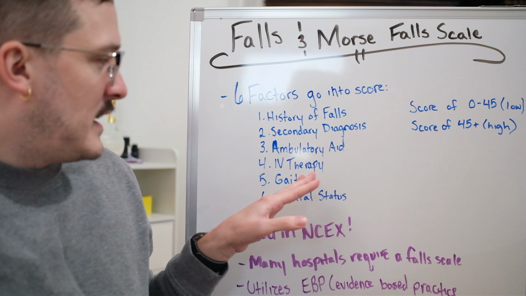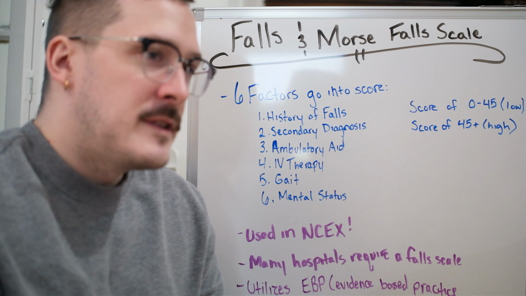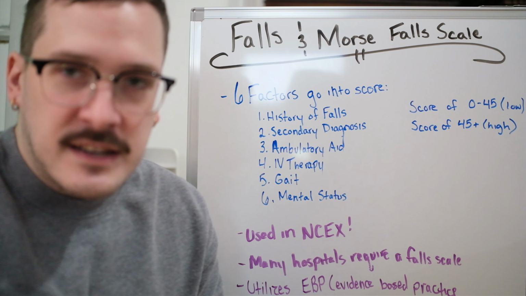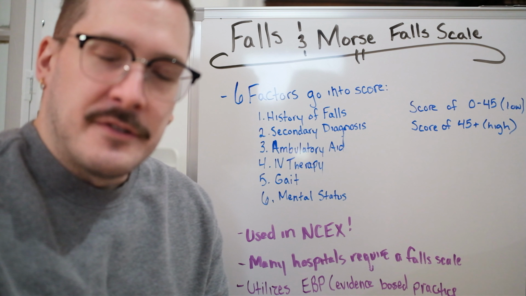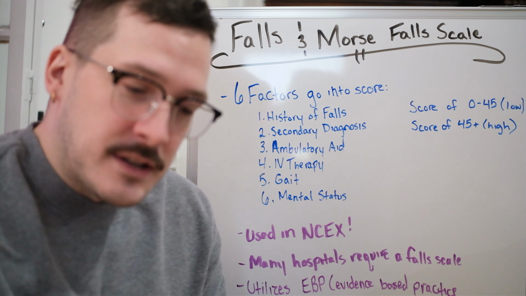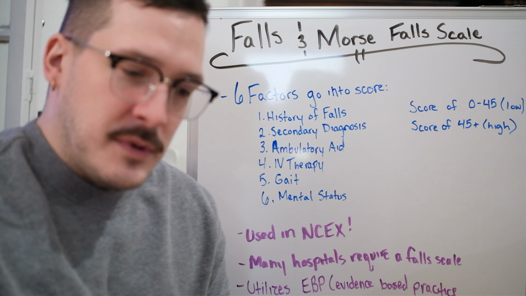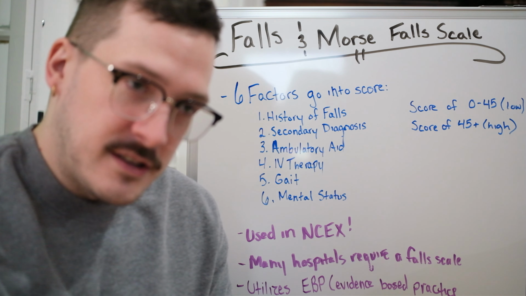After ambulatory aid, we have IV therapy. If the patient has a line, it's an automatic 20 points. If they do not have a line, they get 0. Gait can be normal gait, impaired gait, or severely impaired gait, with severely impaired being the highest score.